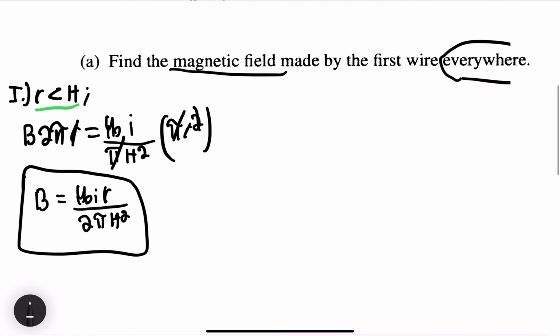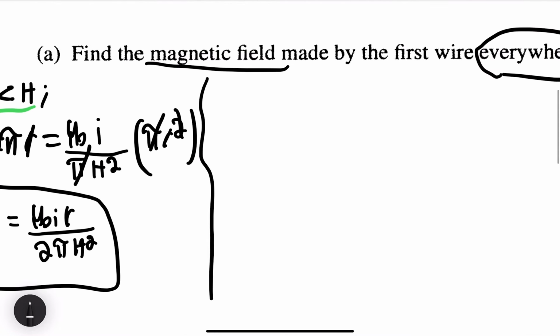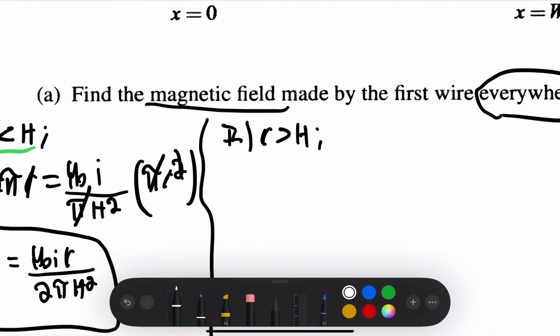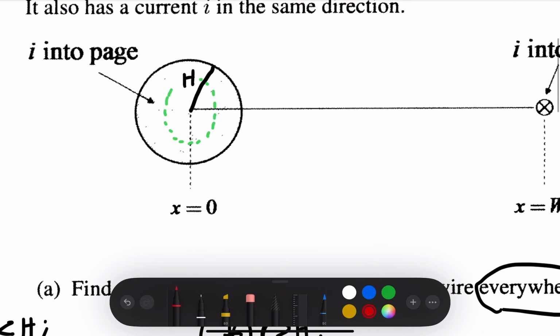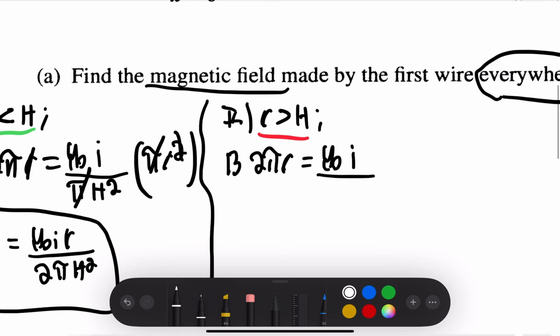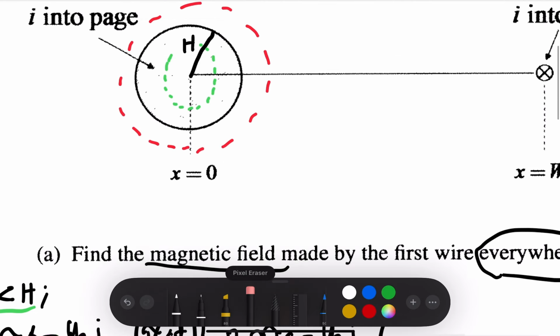So that'd be for the first region. Now for the second region where r is greater than h, let's do it in red. I'm out here now. So I have the same thing on the left side. B 2 pi r is equal to mu naught I divided by the area of the whole wire, which is pi h squared, times the area of where our loop is at.